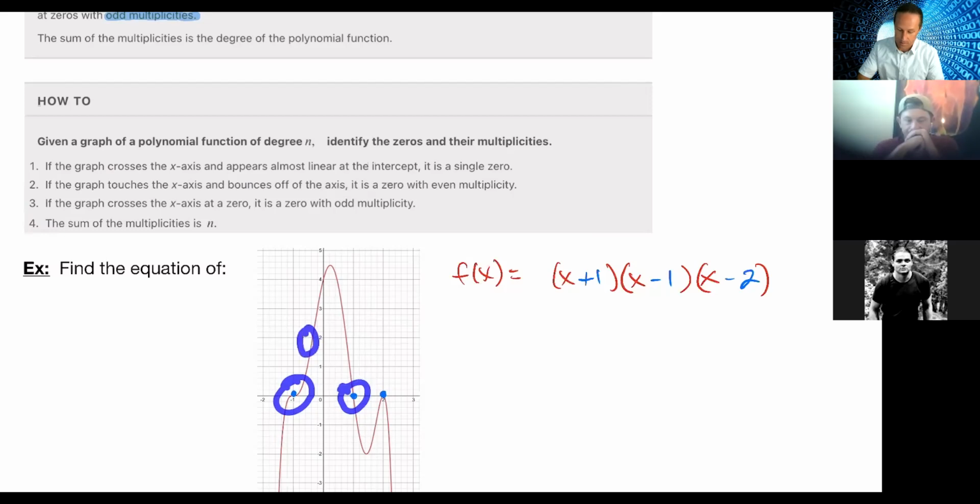Odd? Even? Oh, no, wait. Odd multiplicities, right? Because remember, odd, we said opposite. It goes from a negative to a positive. This one goes from a positive to a negative. But notice, what does this one do?